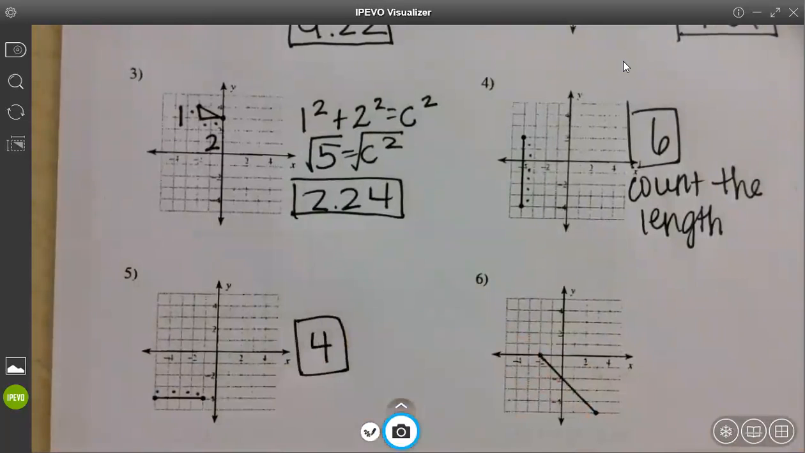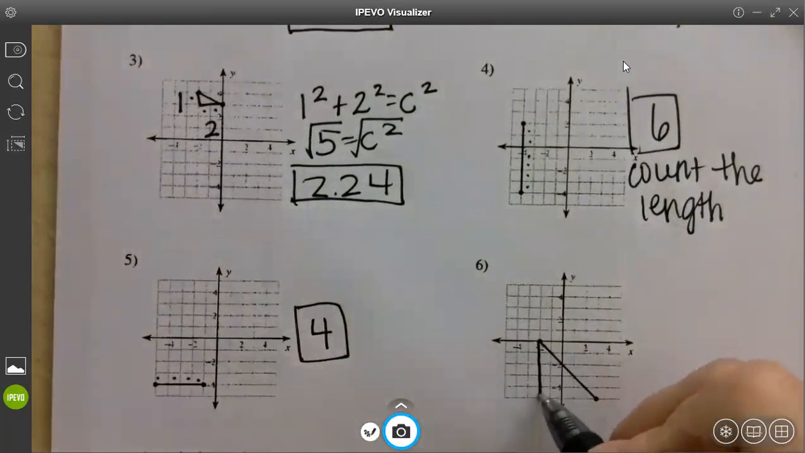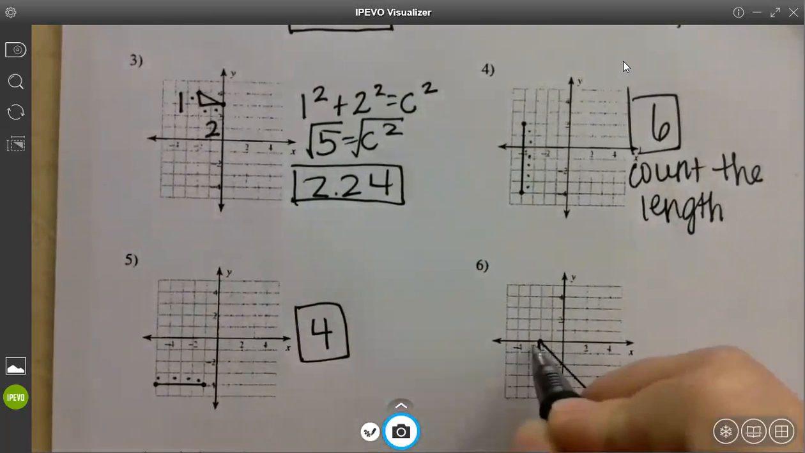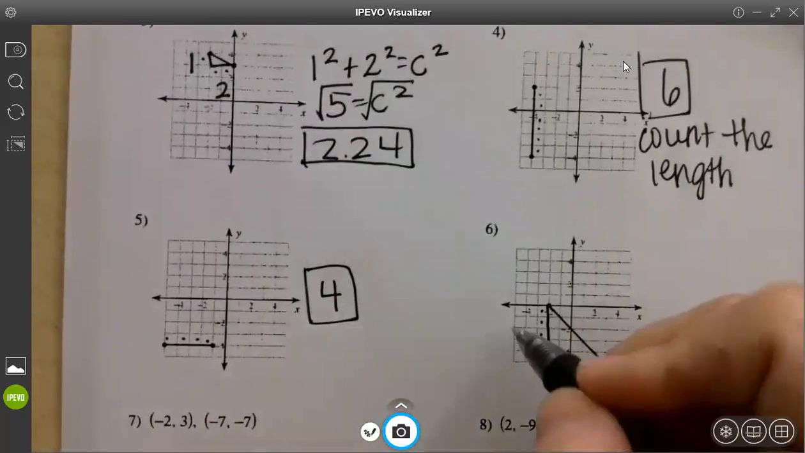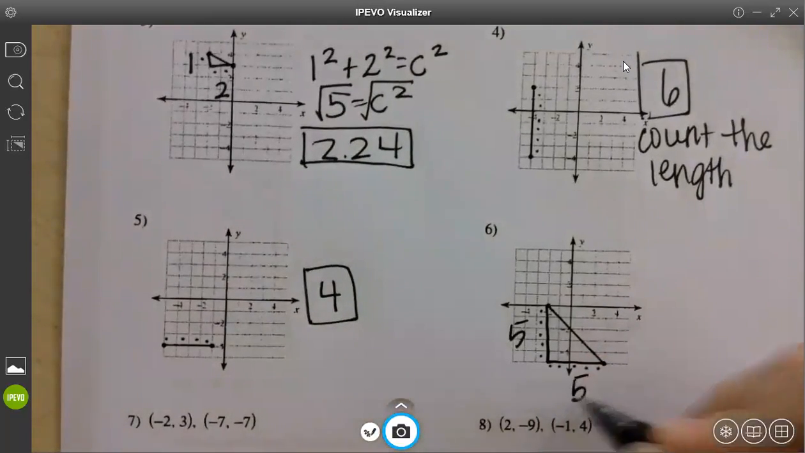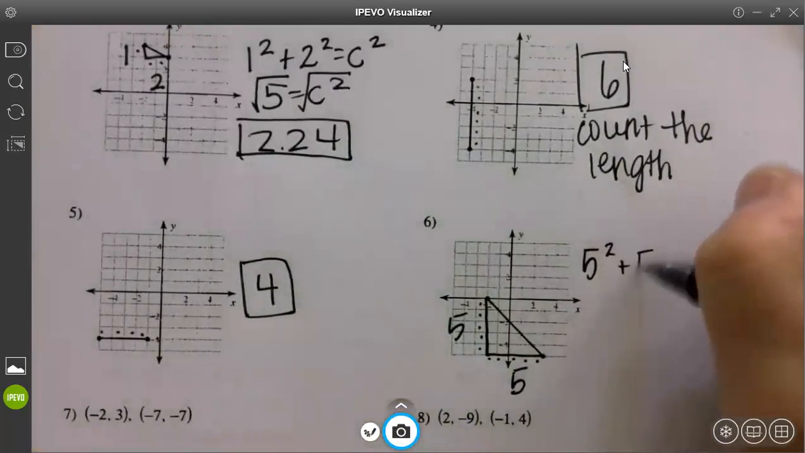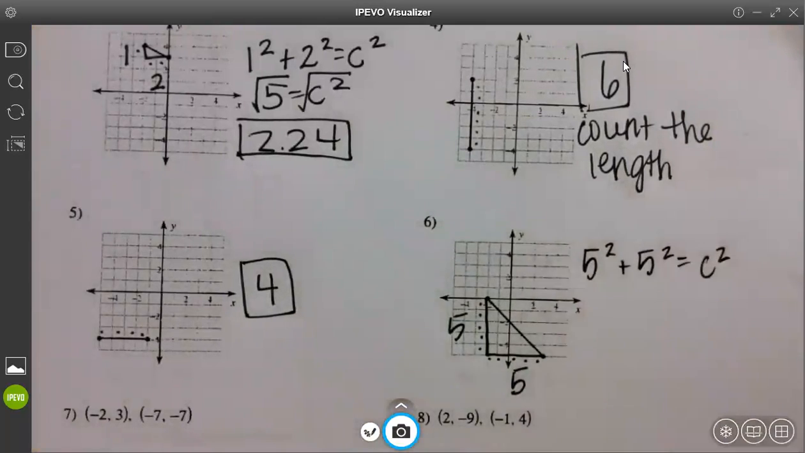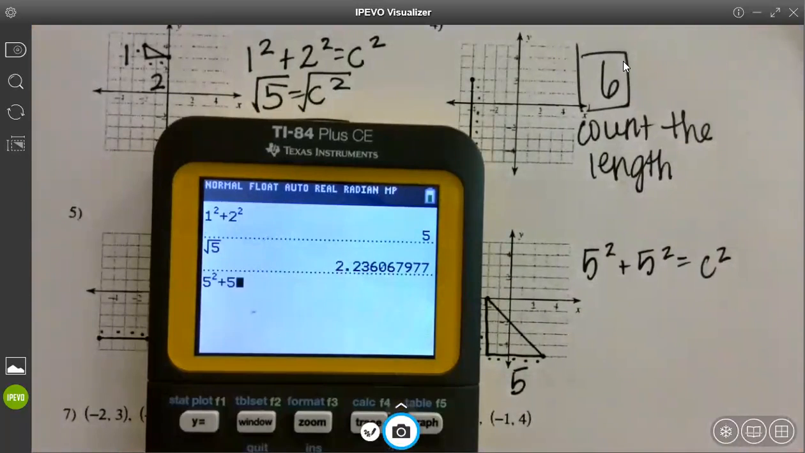Okay, on number 6, now you can make a triangle because it's a diagonal line. So I'm gonna make my triangle and count my boxes. Make sure you count the boxes. They were both 5. So we'll do 5 squared plus 5 squared equals c squared. Go back to your calculator.